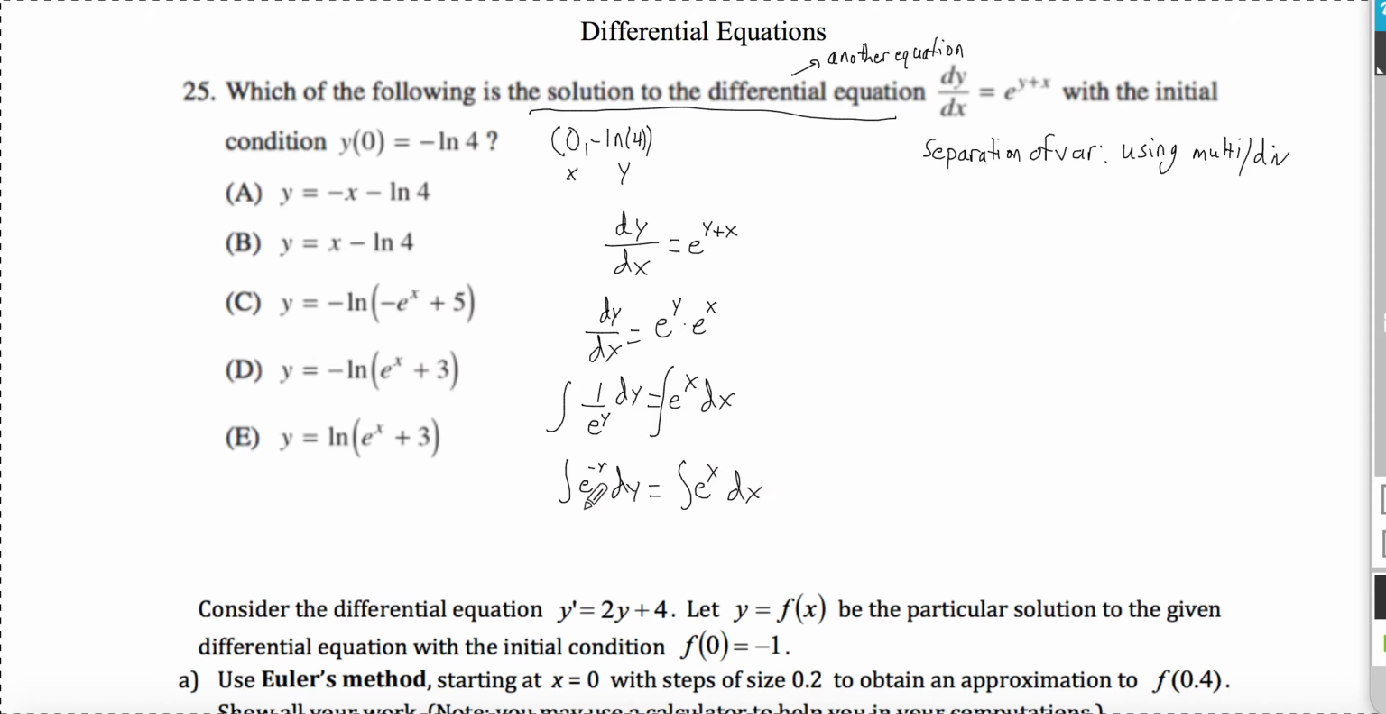All right, so what's the antiderivative of e to the negative y? Well, the antiderivative of e to the blah is e to the blah, so it'll stay the same. But then I'm taking the antiderivative, so I'm going to divide by the derivative of the inside. The derivative of the inside, my exponent, is negative 1. So I'm going to divide by negative 1.